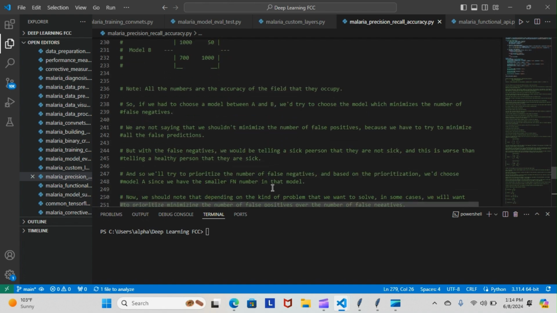So if we had to choose a model between A and B, we try to choose the model which minimizes the number of false negatives, FN. We're not saying that we shouldn't minimize the number of false positives, because we have to try to minimize all the false predictions. But with the false negatives, we would be telling a sick person that they are not sick, and this is worse than telling a healthy person that they are sick. So basically, we'd rather tell a person that isn't sick that they are sick, even though that's still wrong, than tell a person that they're not sick when they're actually sick and they don't get any help. So basically, that's what that represents right there.